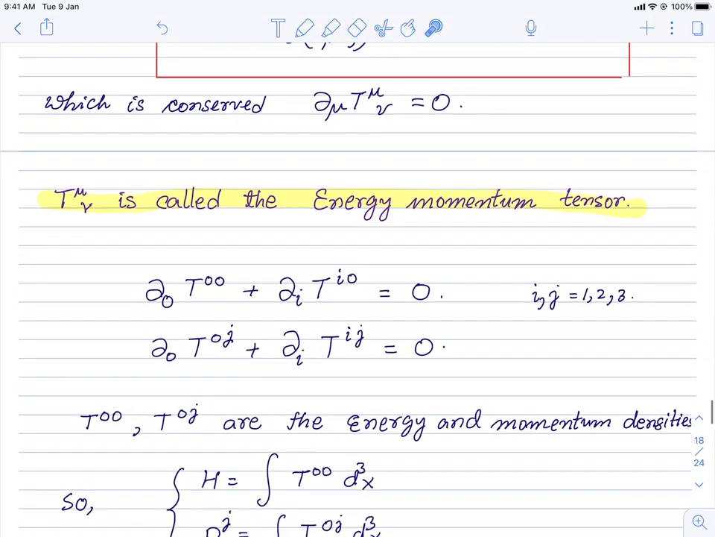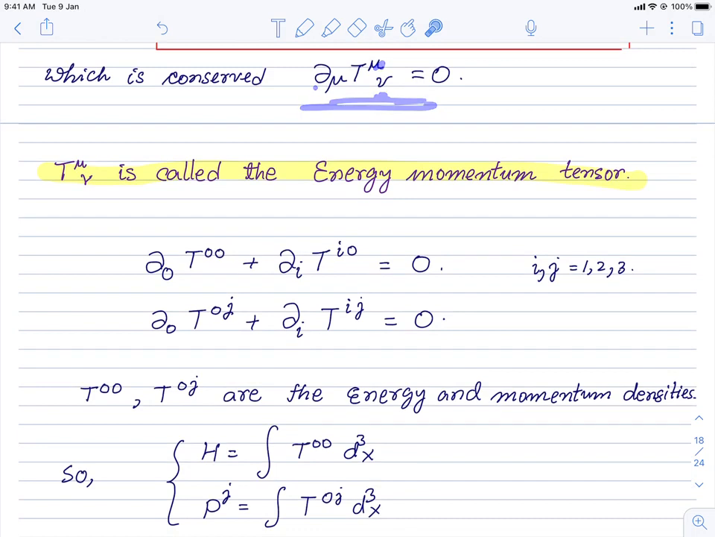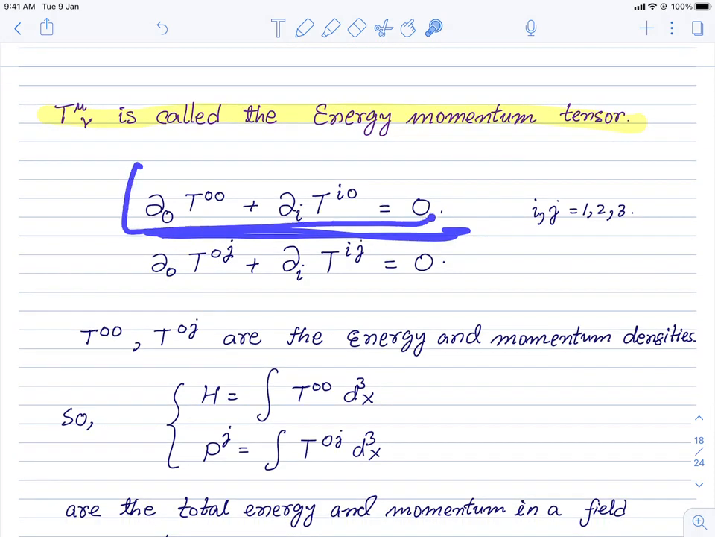And as you know very well, if you take this and write it out, there are 4 such equations. So I'm just taking nu equal to 0 and the spatial versions, where i, j is 1, 2, 3. Then I can write it as 2 equations. This is the time equation and this is the space equation. The time equation would have the interpretation of a conservation of energy equation.